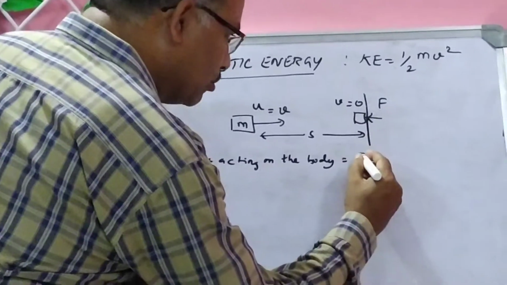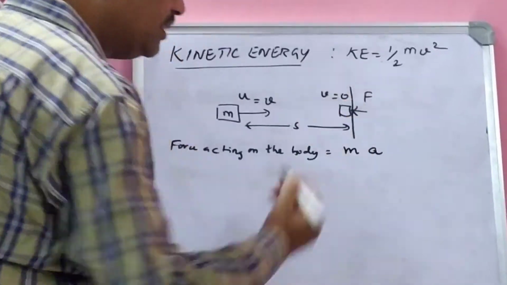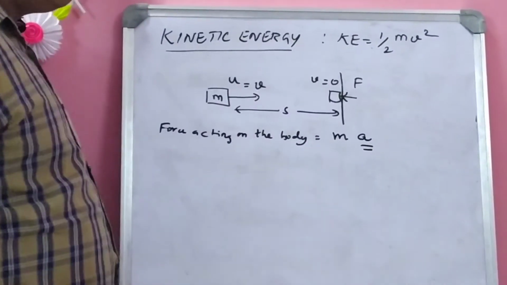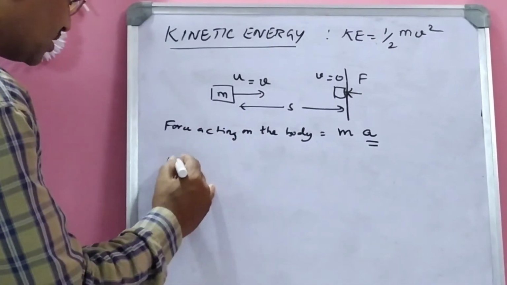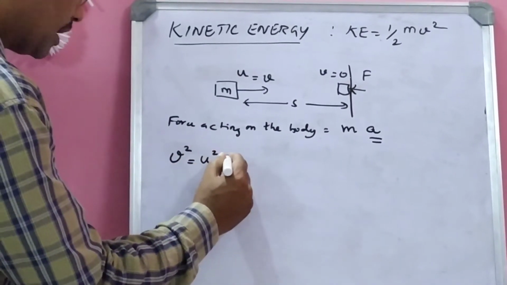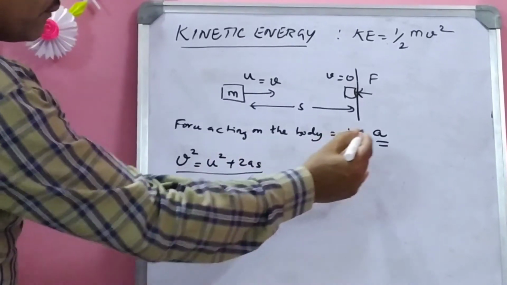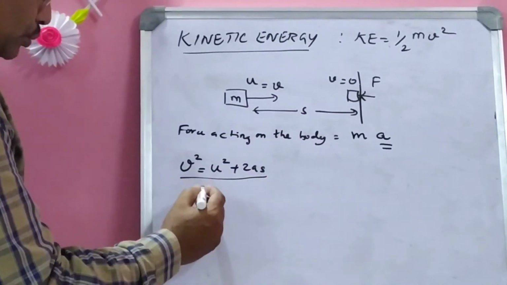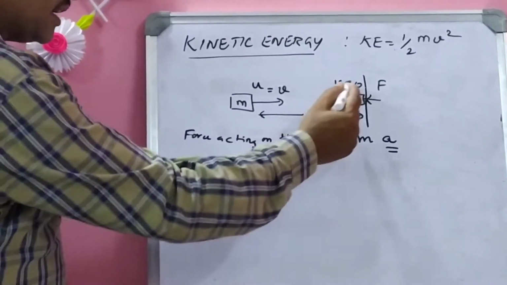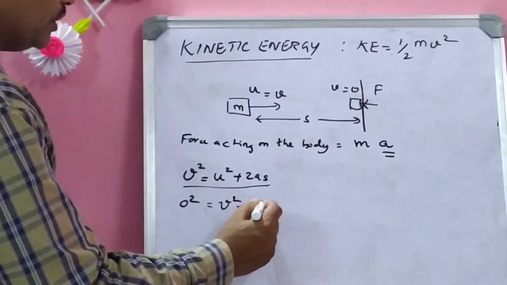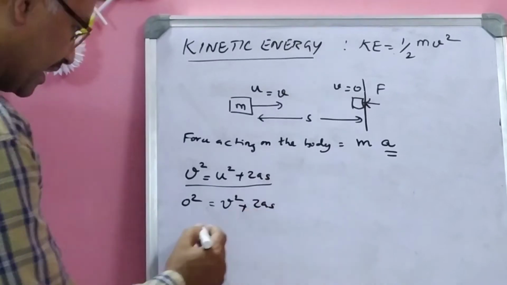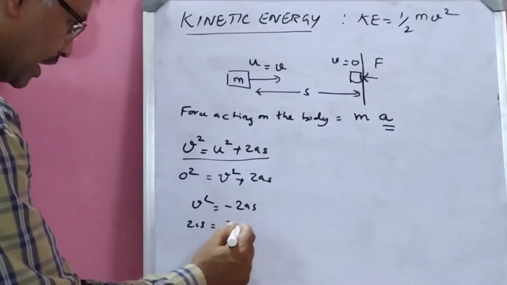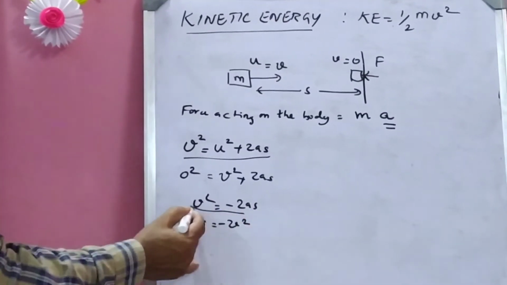Force acting on the body is equal to mass into acceleration, m into a. To find a, we have to use the third equation of motion, v square is equal to u square plus 2as. Initially the body moves with velocity v, so initial velocity is v, and final velocity is 0. So 0 square is equal to v square plus 2as. Here v square is equal to minus 2as.